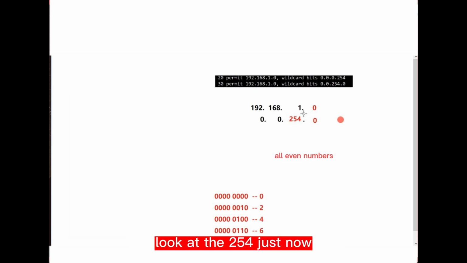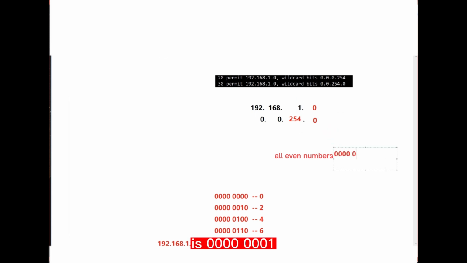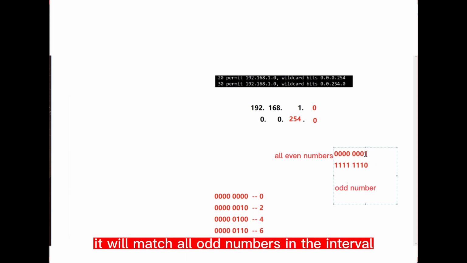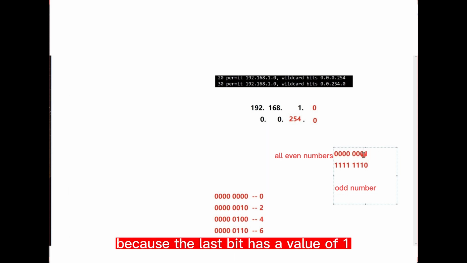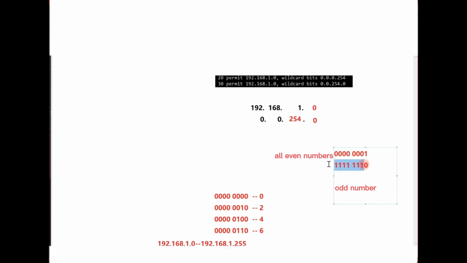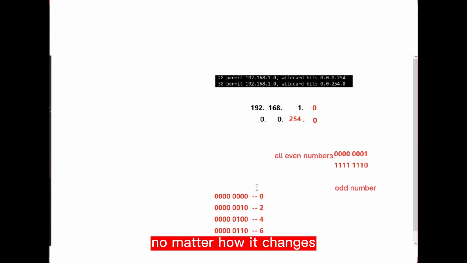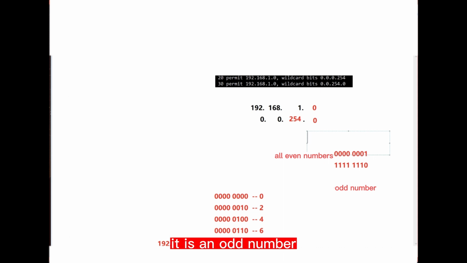Look at the 254 just now. It's just the last one. Now this 254 is placed in the middle. This is a 1, 00000001. It is 11111110. It represents that except the last one is 1, everything else is arbitrary. I also said, it will match all odd numbers in the interval in this range. Because the last bit has a value of 1, no matter how you add it to the front, the front is mutable, no matter how it changes, it is an odd number.